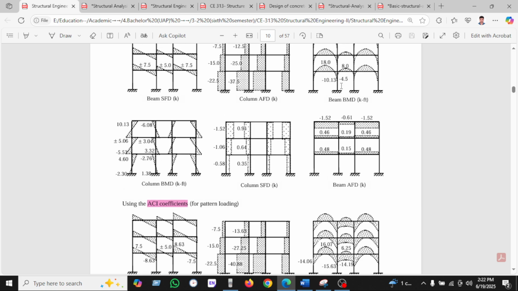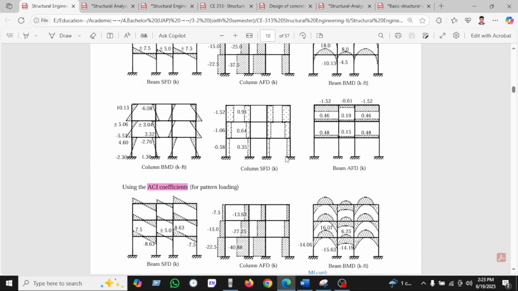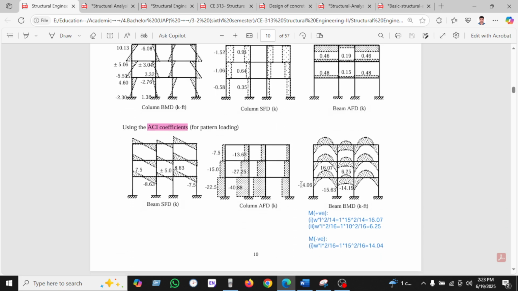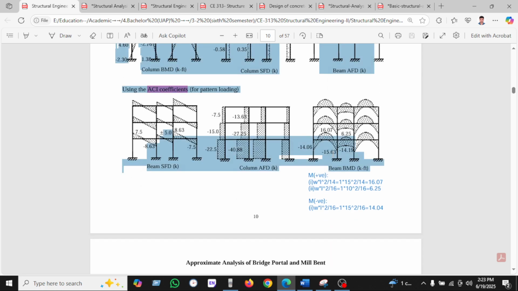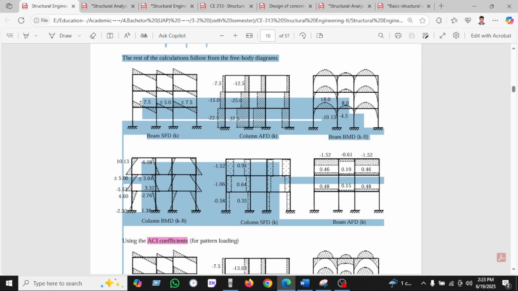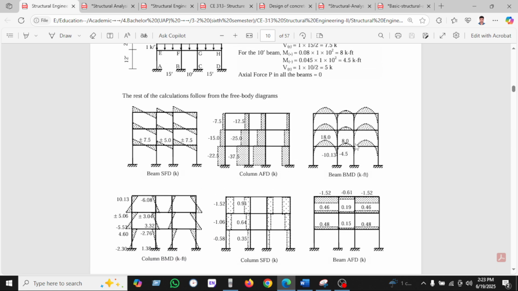So we can see the bending moment of the beam is much greater in the approximate method. For the interior negative moment we found 14.08. On the other hand we found 15.63, and 10.03 and 14.50. So you can see the negative moment is greater for the ACI coefficient method, while the positive moment is greater in the approximate method.